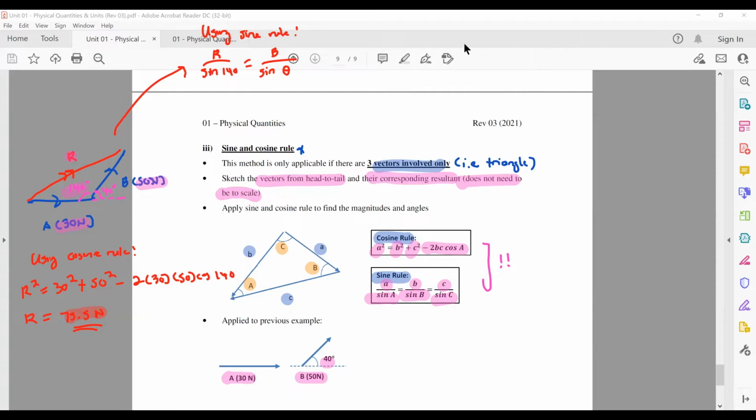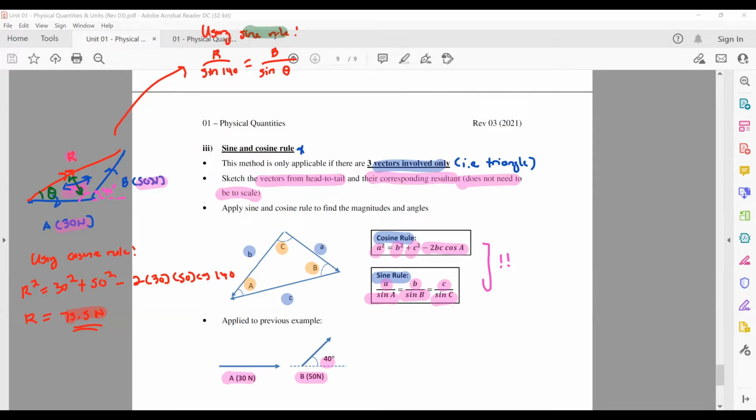Previously, when we talk about the direction, we always use this angle theta, right? So I apply the sine rule here to find the angle. I'm using two different sides here. For the sine rule, I'm using this pair, R and sine 140, and this pair, B and sine theta. I'm using these two pairs here. That's how I got this one here.